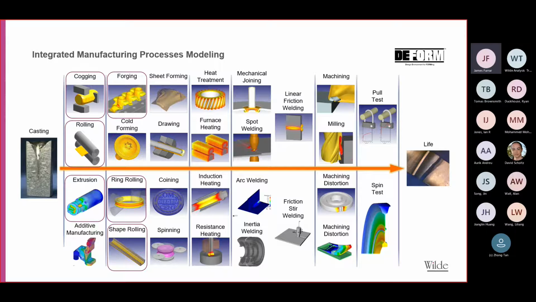And today we're going to cover these primary processing applications like cogging, forging, rolling, extrusion, and discuss some of those, give some examples, and most of the other things that we cover we'll talk about in other webinars. But if you have any interest in other applications, you can contact us and we can discuss that.